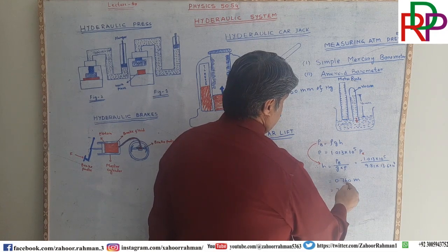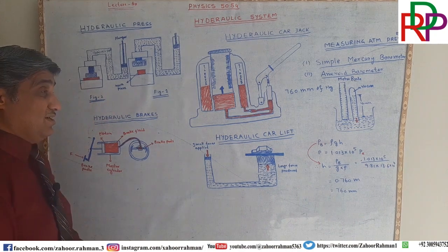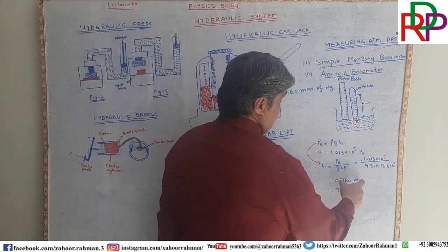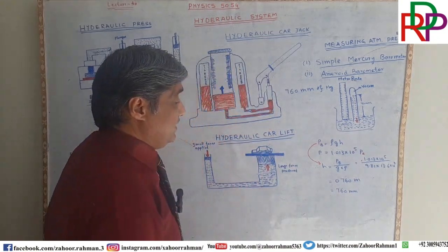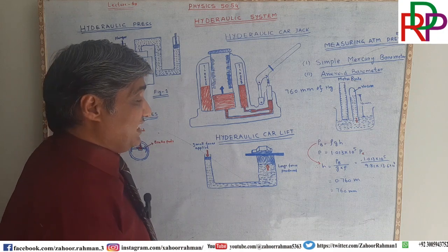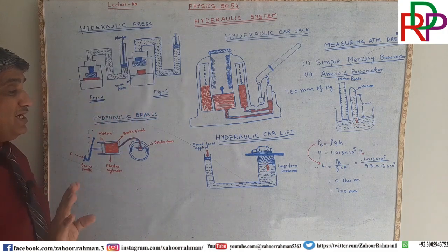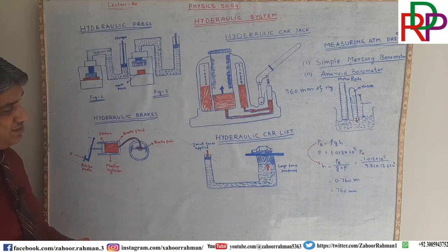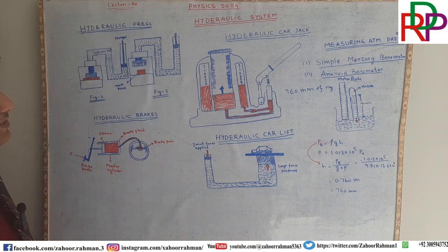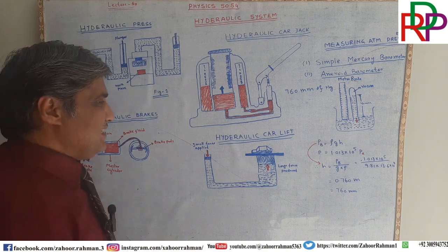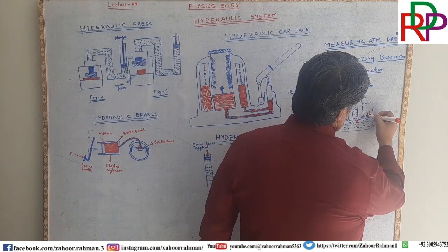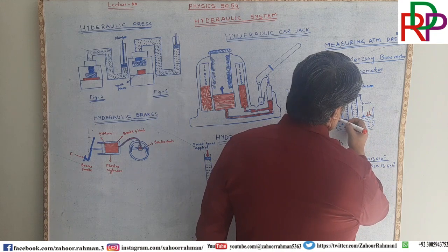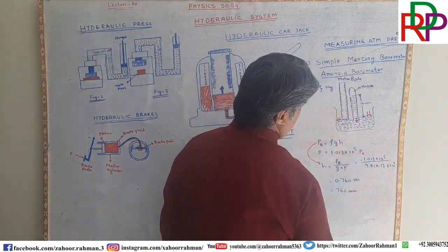0.7760 meter will be the answer. And if we convert it to millimeter, then it will be 760 millimeter. That is why we say that 1 atmospheric pressure is equal to 760 millimeter of Hg, that is mercury. Ladies and gentlemen, there is a pressure of air at the top of this container in which there is Hg.